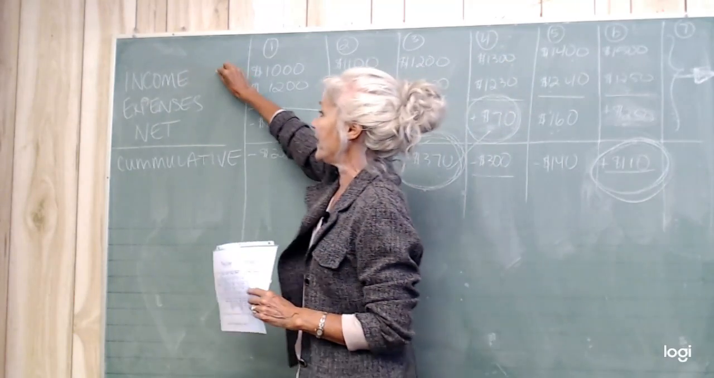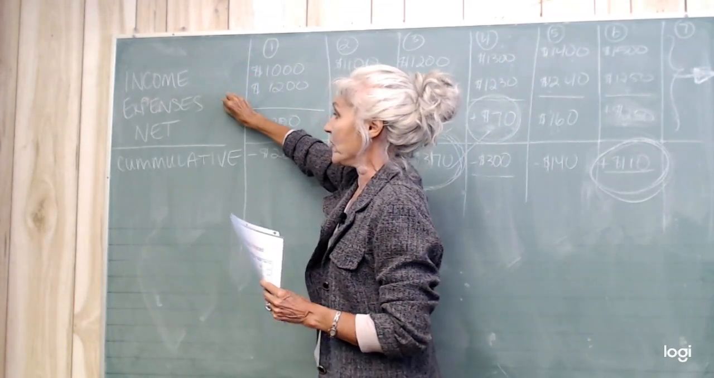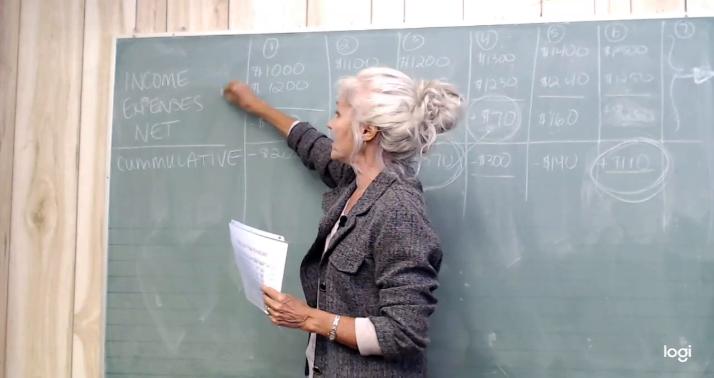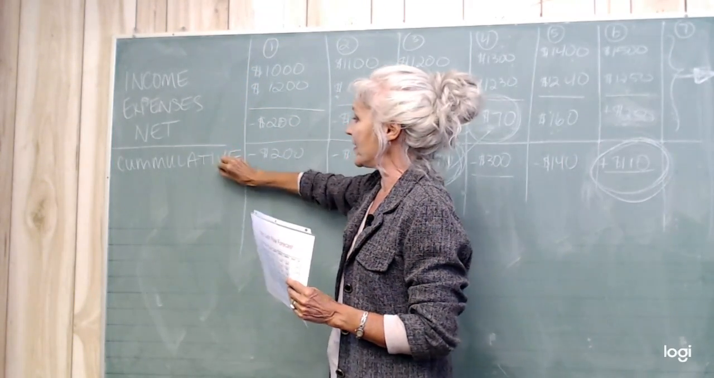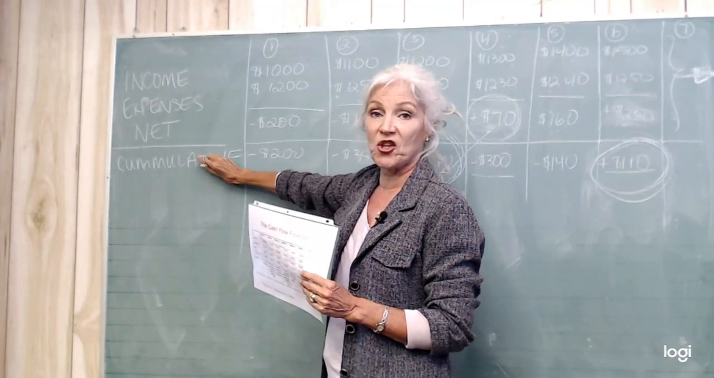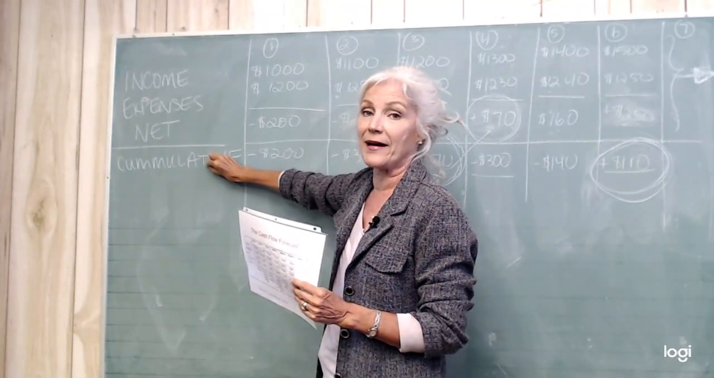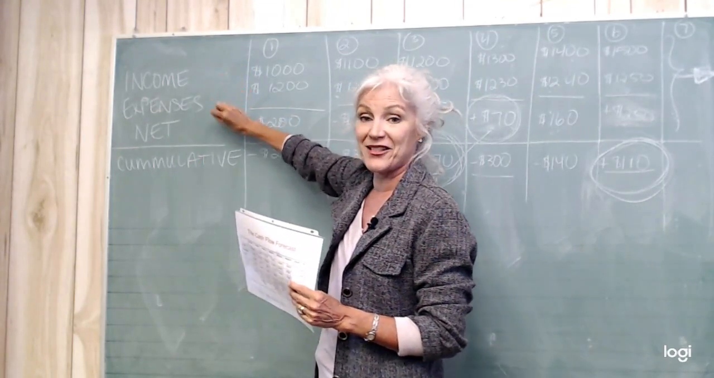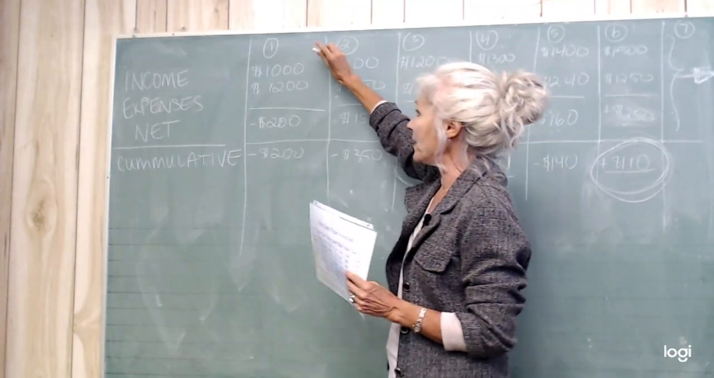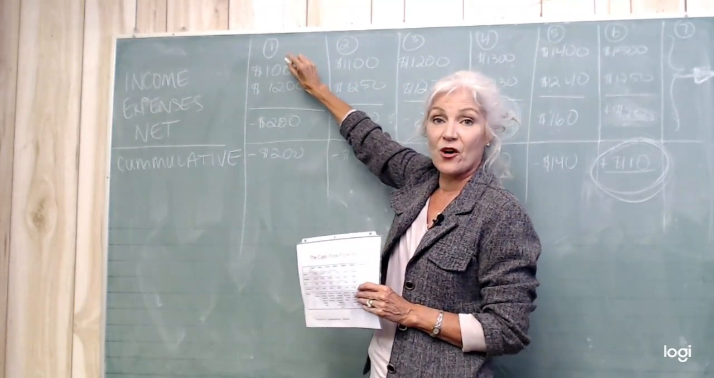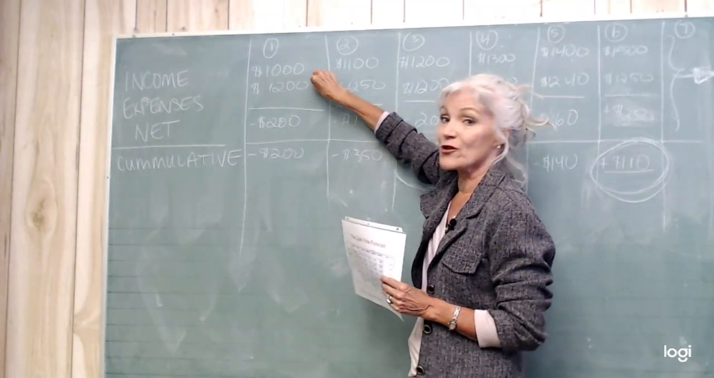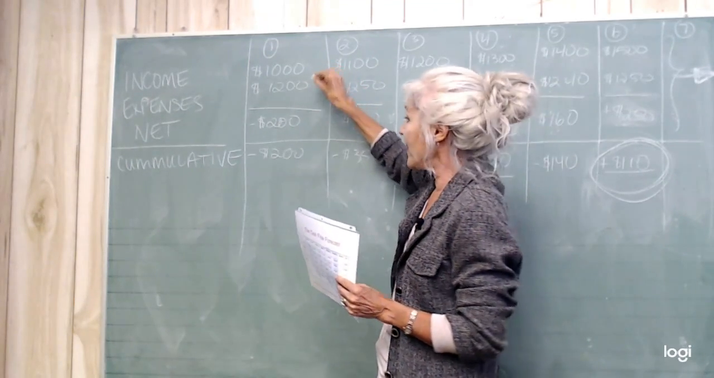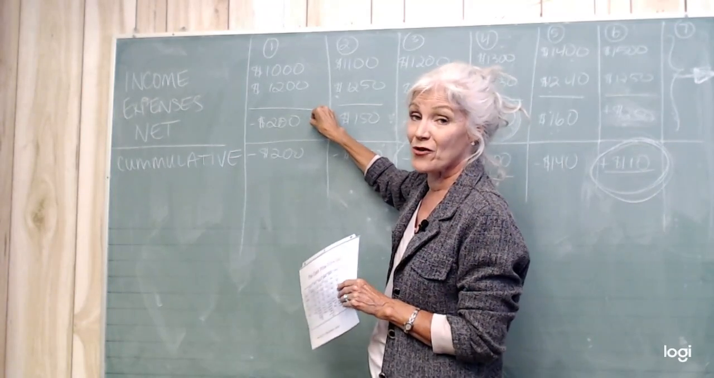So we start with income. We know there's going to be some expenses, and the difference, income minus expenses, equals our net. This bottom category here is called the accumulation, the cumulative impact of the income minus expenses and the net. So in month one, if we say that we start with $1,000 worth of income and there's $1,200 worth of expenses, the net is minus $200.